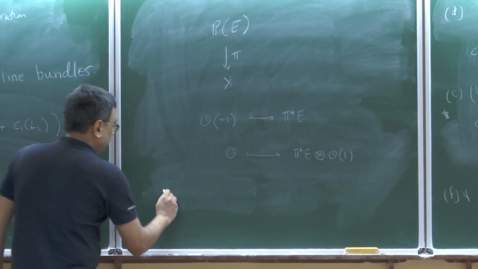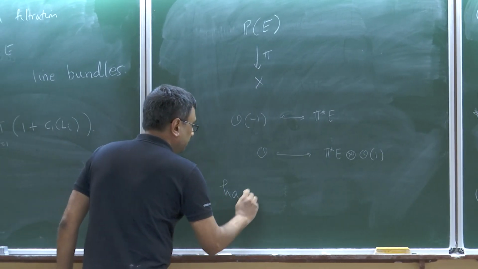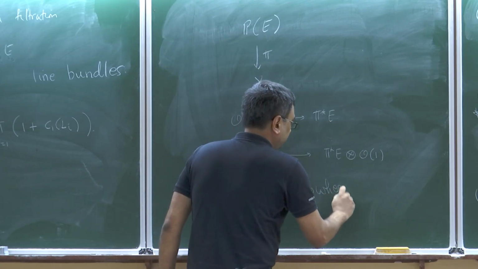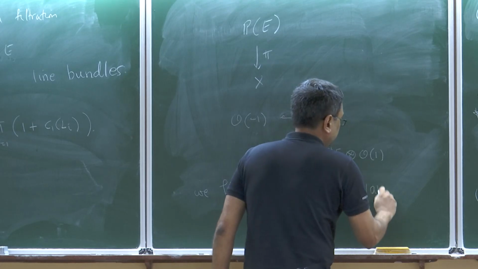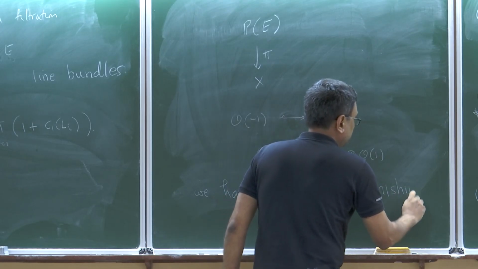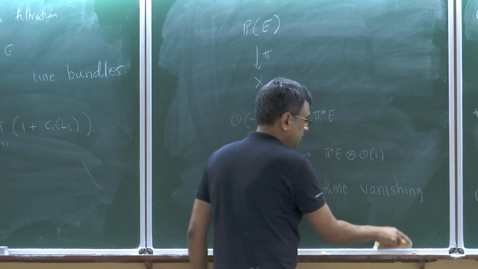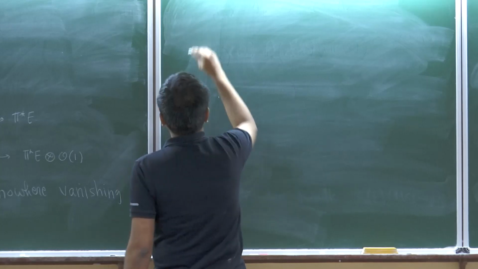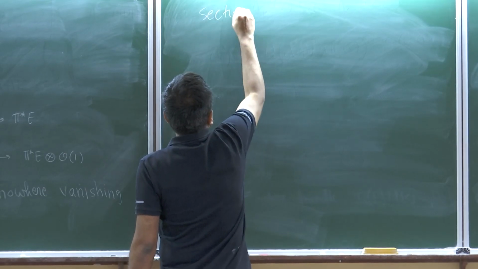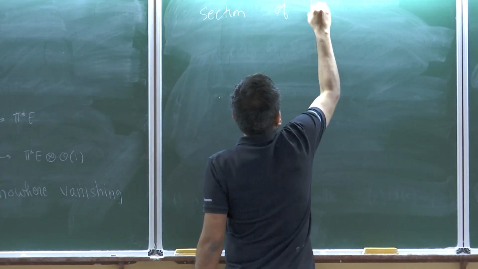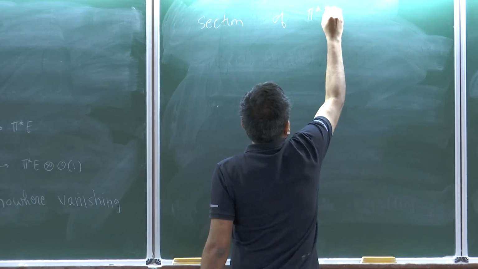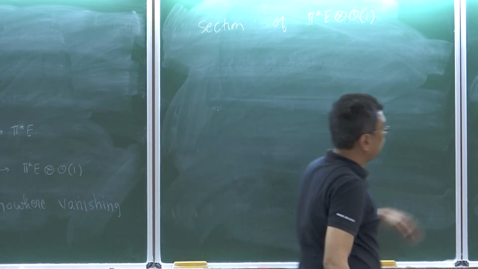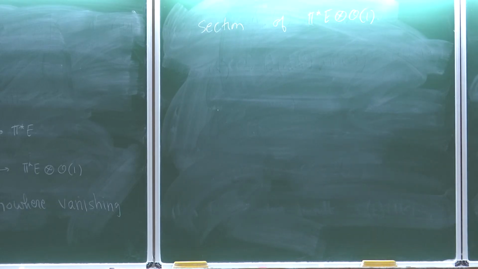So therefore, we have a nowhere vanishing section. Nowhere vanishing is not the same as non-vanishing. Okay, so a nowhere vanishing section of pi upper star E tensor with O1. Okay, now I want to apply this lemma. There is a nowhere vanishing section.